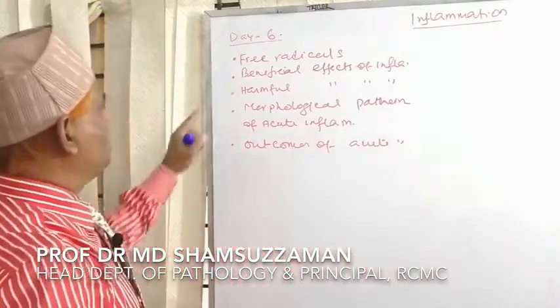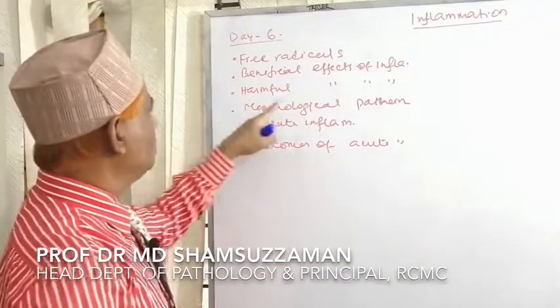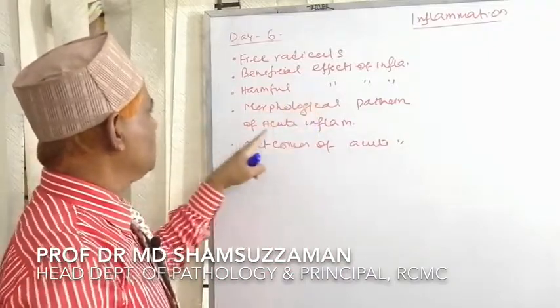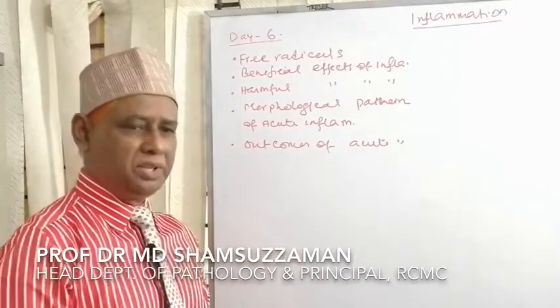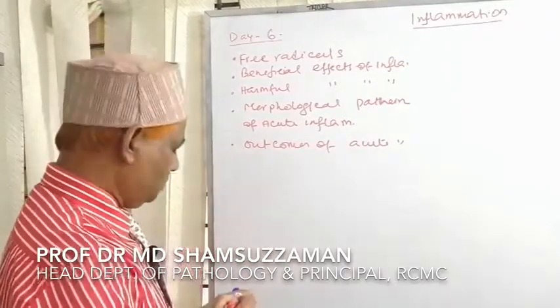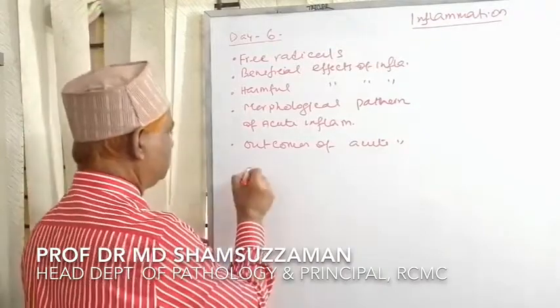Dear audience, today's topic is free radicals, beneficial effects of inflammation, harmful effects of inflammation, morphological pattern of acute inflammation, and outcomes of acute inflammation, that is the fate of acute inflammation. First come to free radicals.